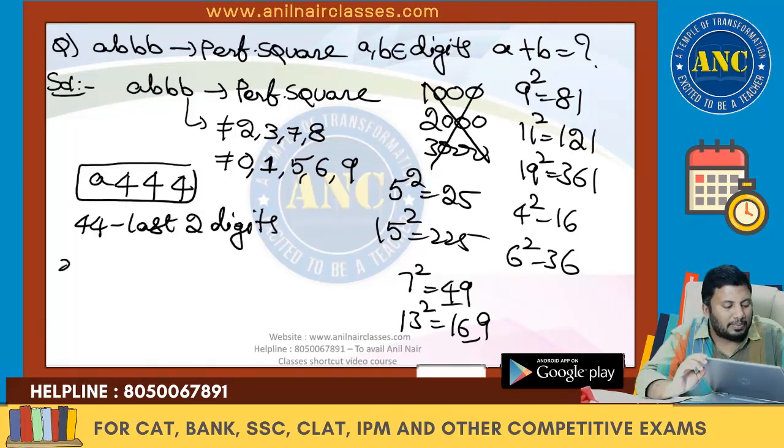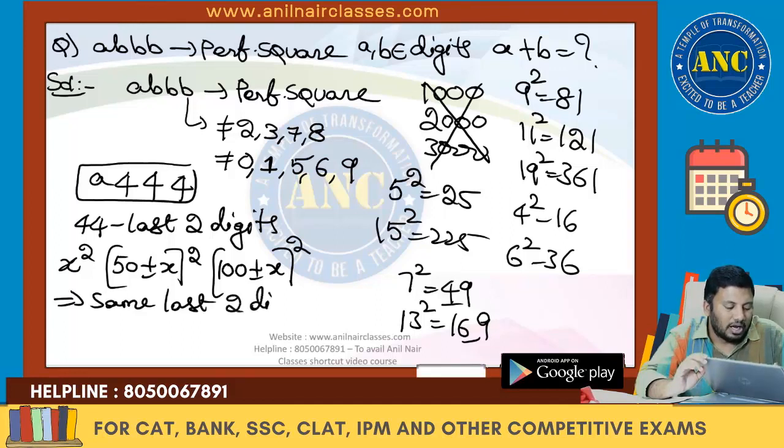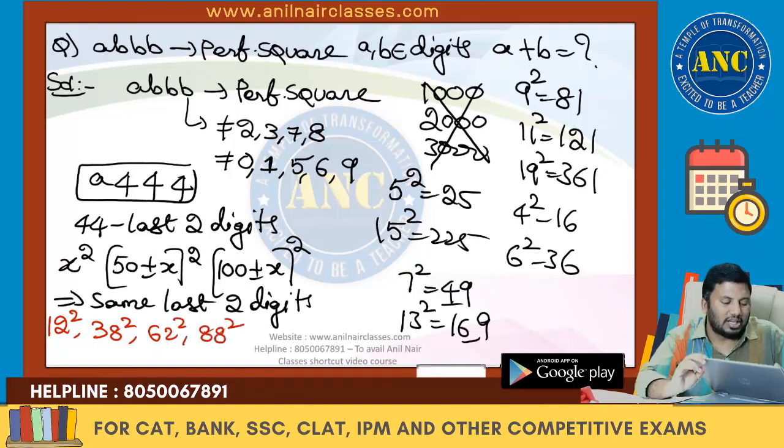What is the concept? x square, (50 plus or minus x) whole square, (100 plus or minus x) whole square have the same last 2 digits. What is the smallest number on square? I will have 44. 12 square is 144. 50 minus 12, 50 plus 12, 100 minus 12 is 88.